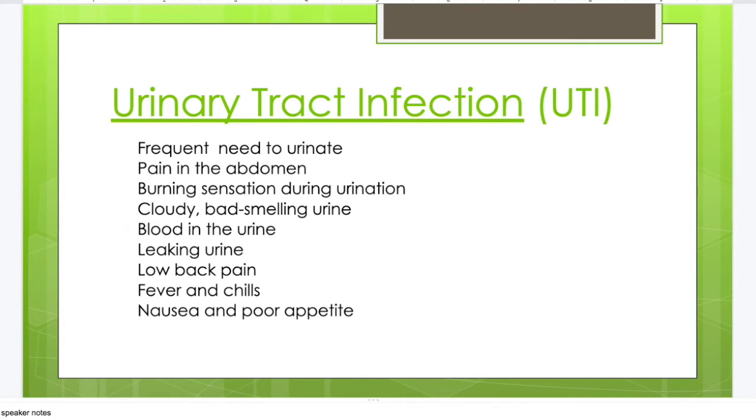Next is a UTI, or urinary tract infection. Here we have a list of symptoms, and you, again, may have had a UTI, or you may know someone who's had UTIs. Some people seem to just be more prone to them than others, but it is possible for anybody to get a UTI. You would have a frequent need to urinate, so you feel it quite often, even though you might have just urinated, you might feel like you need to urinate again.